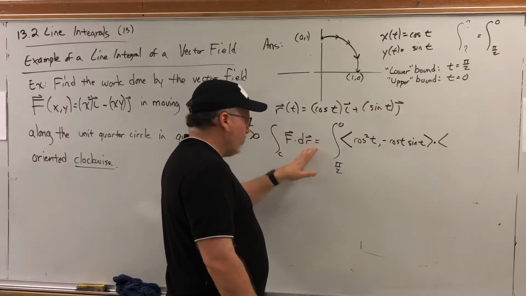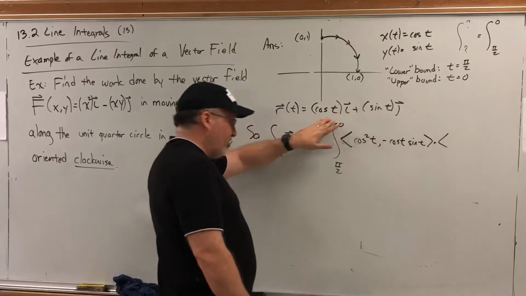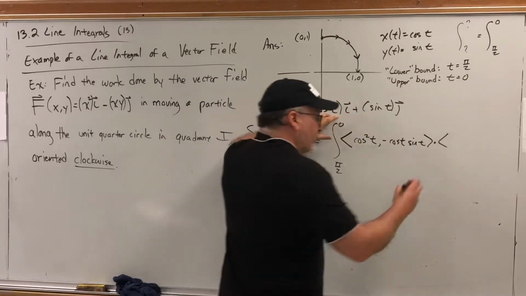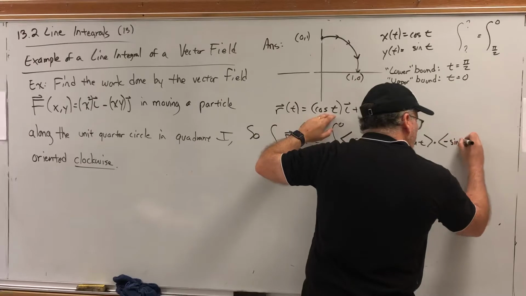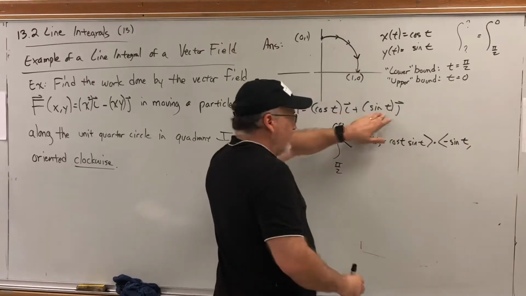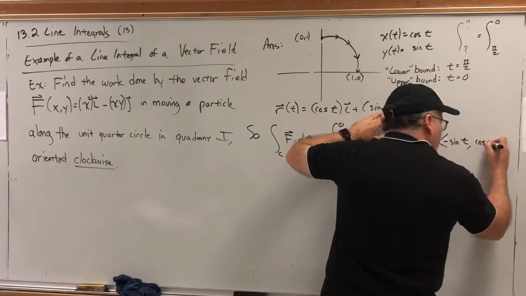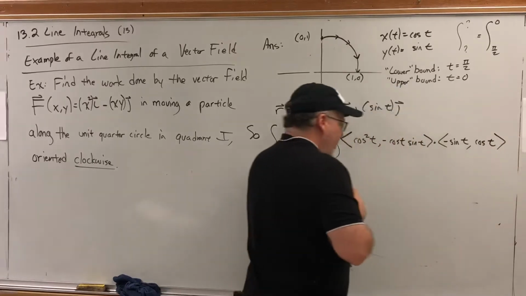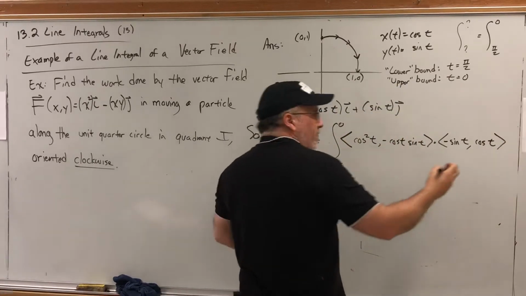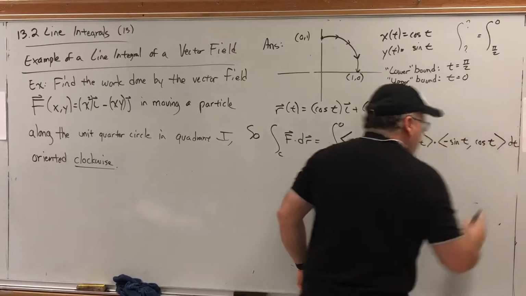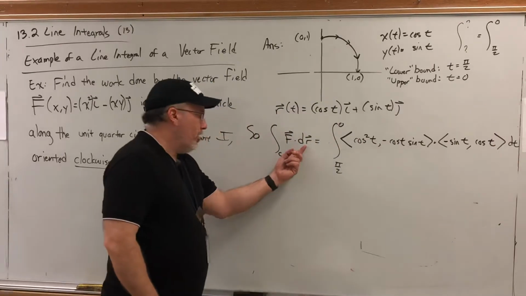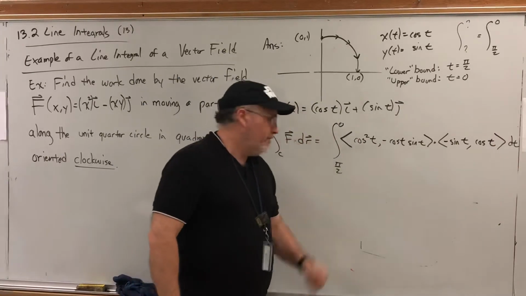The dr is going to be the derivative of the position function, so the derivative of cosine is negative sine, comma, and the derivative of sine is cosine. And that will be dt. Remember, dr is the derivative of r times dt.